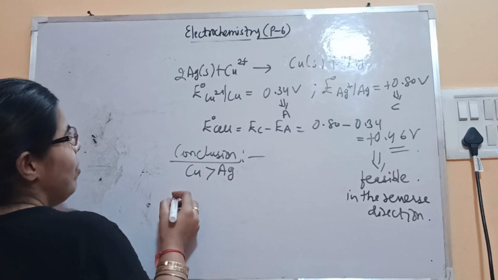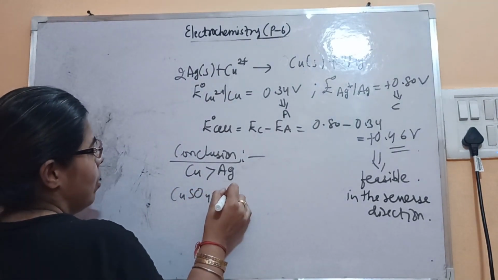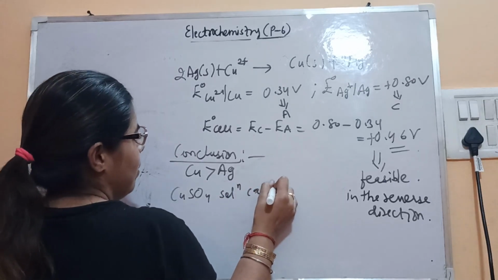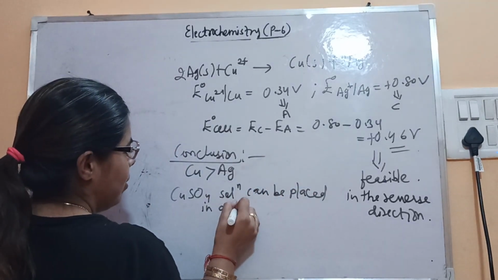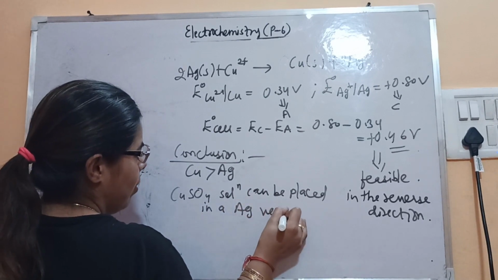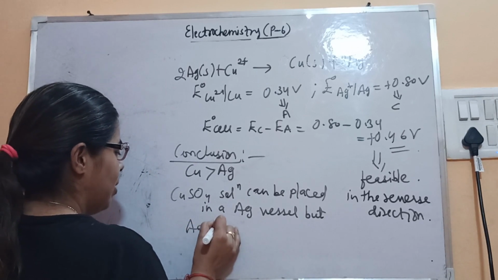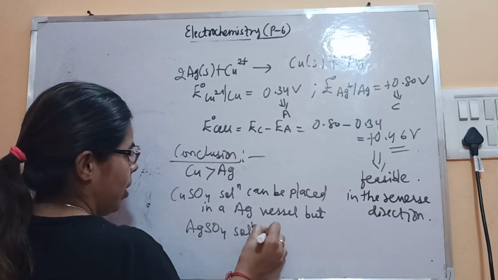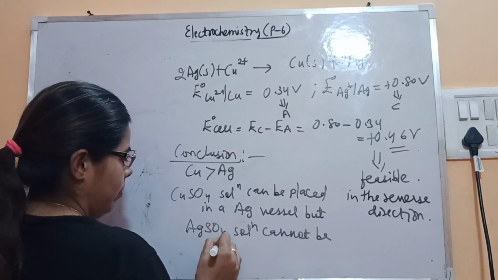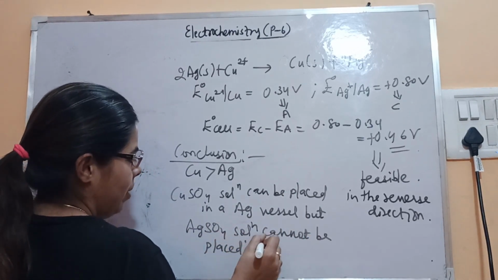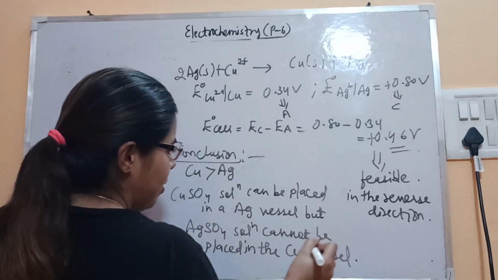Okay. So we can say that copper sulfate solution can be placed in a silver vessel. But silver sulfate solution cannot be placed in the copper vessel. So this is the meaning of this.